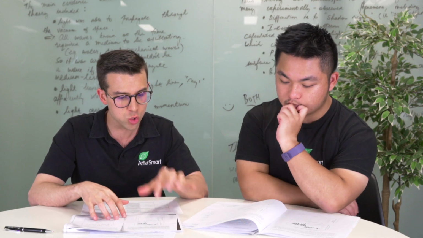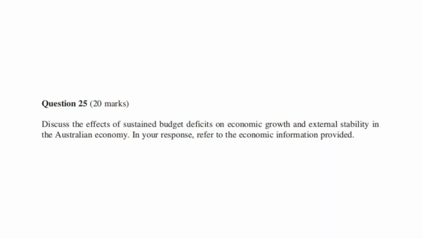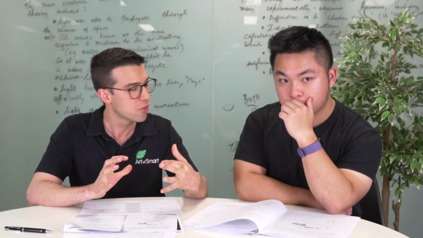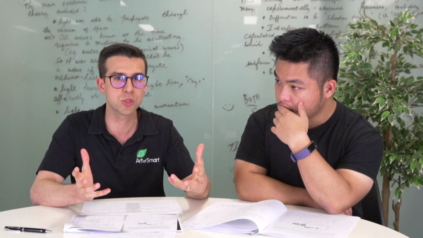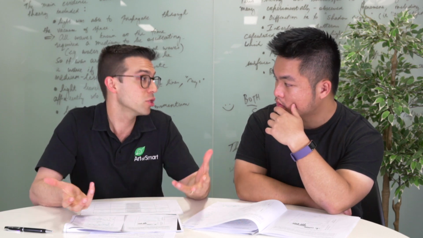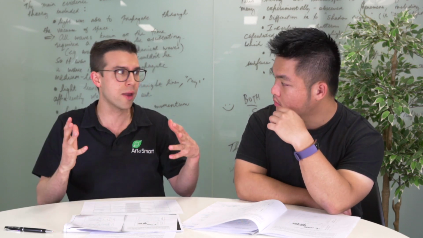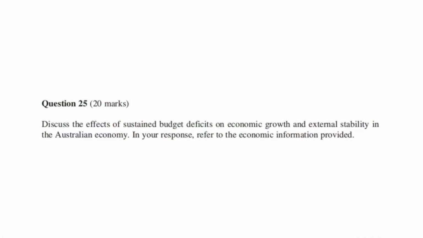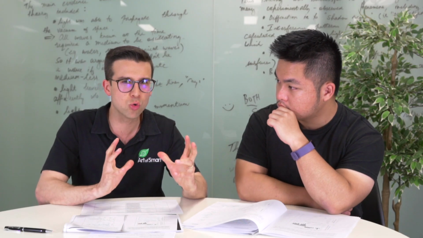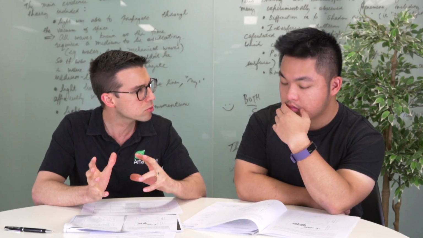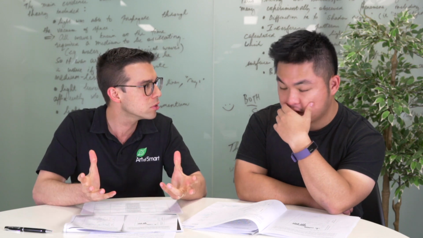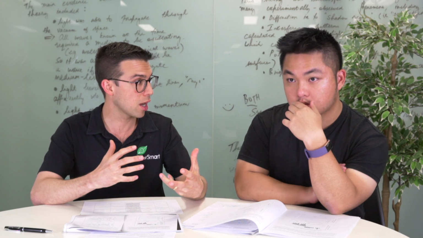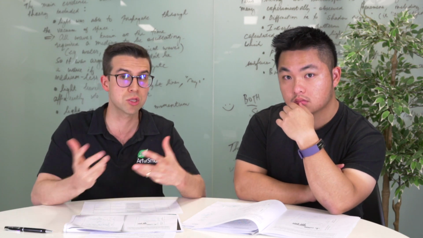Right, so if we look at question 25, it was discuss the effects of sustained budget deficits. So straight away, we're a little more specific than what you would typically get in the past, which might be just a broader budget question, or even broader than that, a macro question on economic growth and external stability. So they've combined two that aren't often combined. It's not to say that it's uncommon to combine them, because clearly concerns about external stability can be a constraint on economic growth.